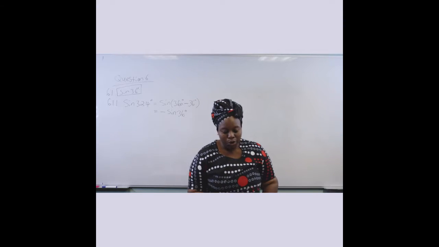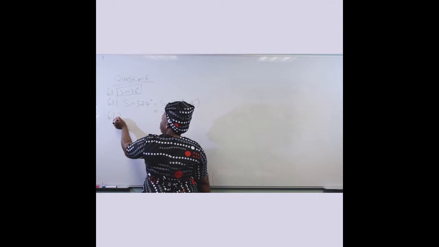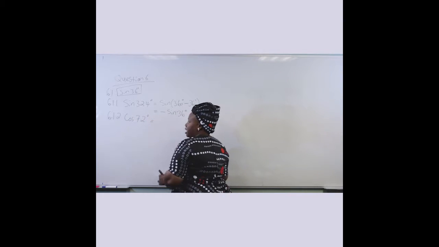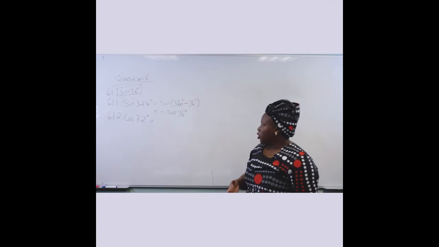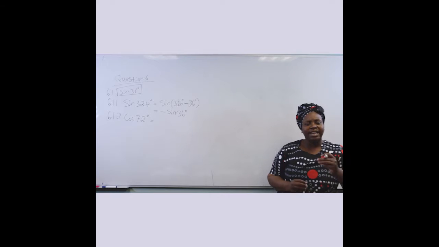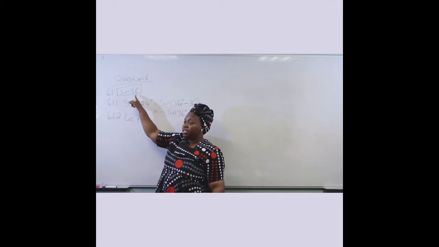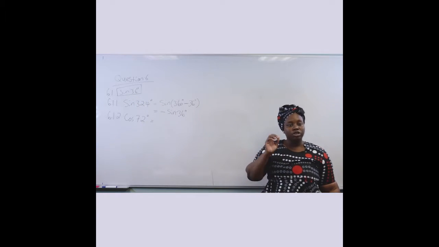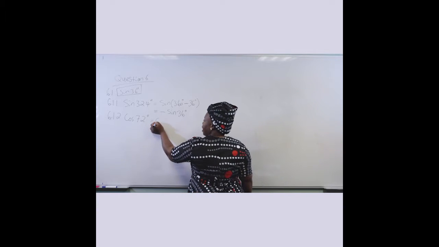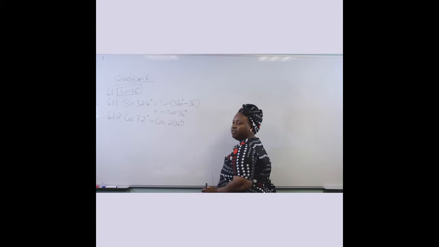The second question, 6.1.2, they say find cos of 72. You are looking for cos 72 degrees. Now, how can you make cos 72 into sine 36? Remember you have to do trial and error there. In this case, you have to start changing the 72 and see if it can give you 36. I think if we say 36 plus 36, it will give you 72. Or if we say 2 times 36, you'll get 72. So you'll have cos of 2 times 36, which gives you 72.